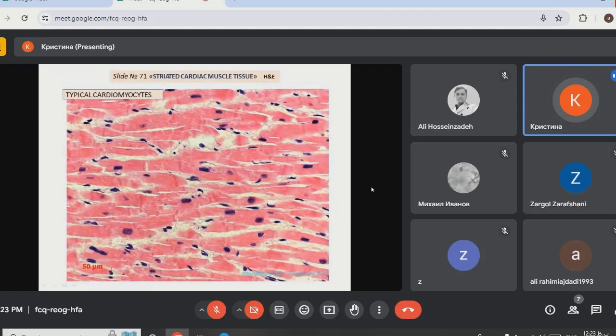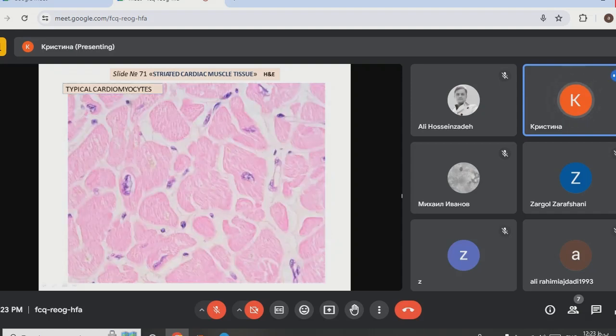So here you see the typical cardiomyocytes. Here they are branchy with a lot of lateral anastomosis. You can see intercalated discs here, and one nucleus per cell located mostly in the center of the cardiomyocyte. Between cardiomyocytes, loose fibrous connective tissue. The same in oblique or cross section.